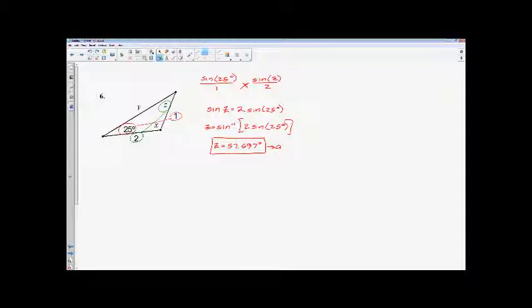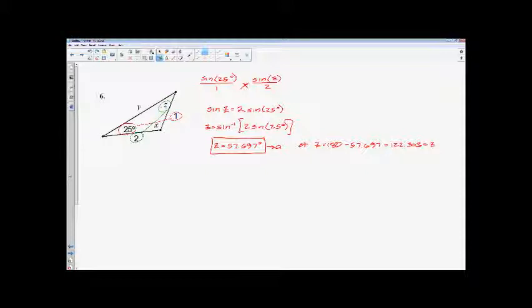So 57.697 does make sense, because 2 is bigger than 1, so z should be a larger angle, which it was. But I also need to consider a second possible answer for z, and you get the second possible answer by subtracting that answer, 57, from 180. And when I do that, I get 122.303, and that would be an answer for z.